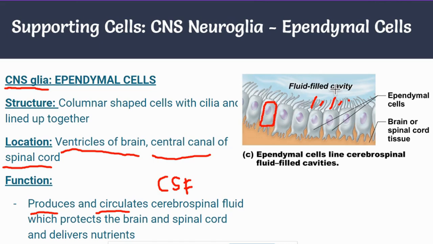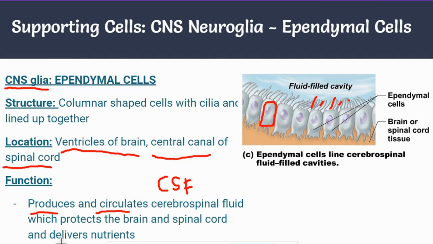So your brain is kind of floating in cerebrospinal fluid. It's floating in there within your cranium or your skull. And same thing with your spinal cord. And the cerebrospinal fluid protects the brain, so it gives it like a cushion. So if you're a football player and you make a tackle, your brain is cushioned inside that cerebrospinal fluid, and it keeps it from banging into the wall of your skull.